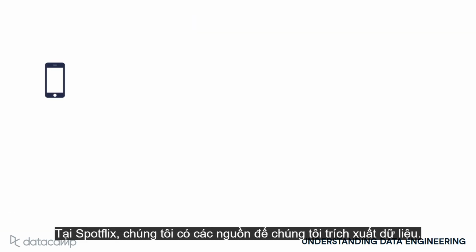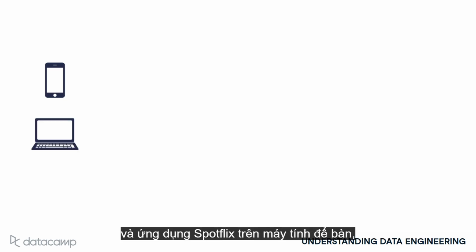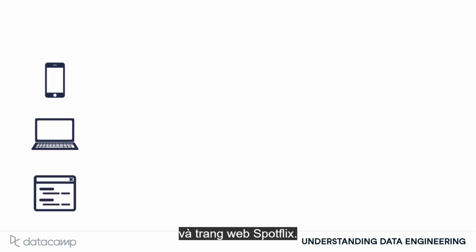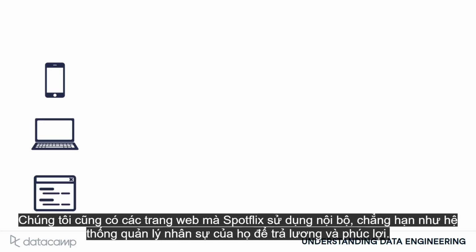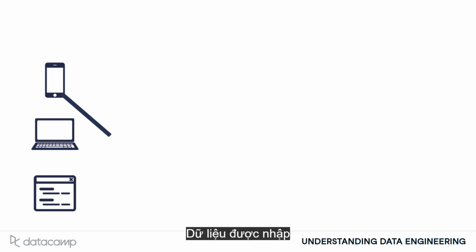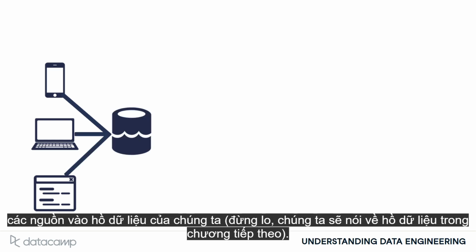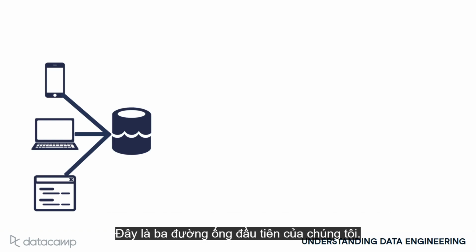At Spotflix, we have sources from which we extract data. For example, the user's actions and listening history on the mobile Spotflix app, the desktop Spotflix app, and the Spotflix website itself. We also have websites Spotflix uses internally, like their HR management system for payroll and benefits. The data is ingested into Spotflix's system, moving from their respective sources to our data lake. No fear, we will talk about data lakes in the next chapter. These are our first 3 pipelines.